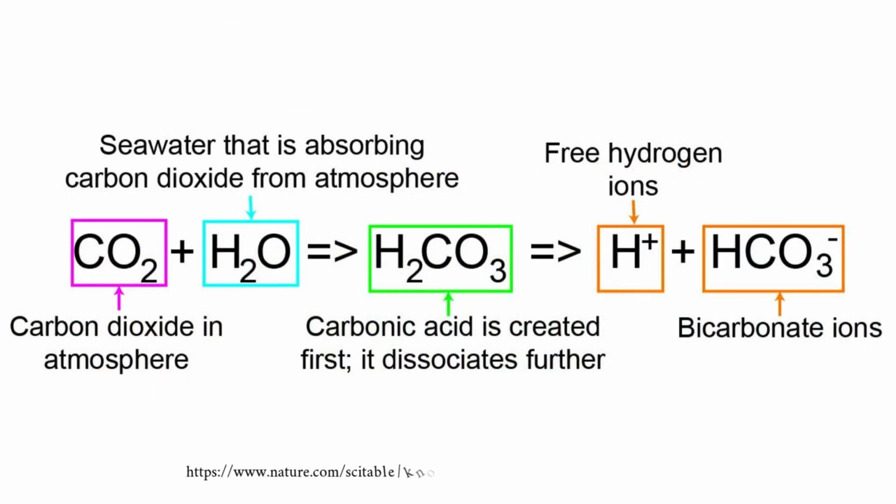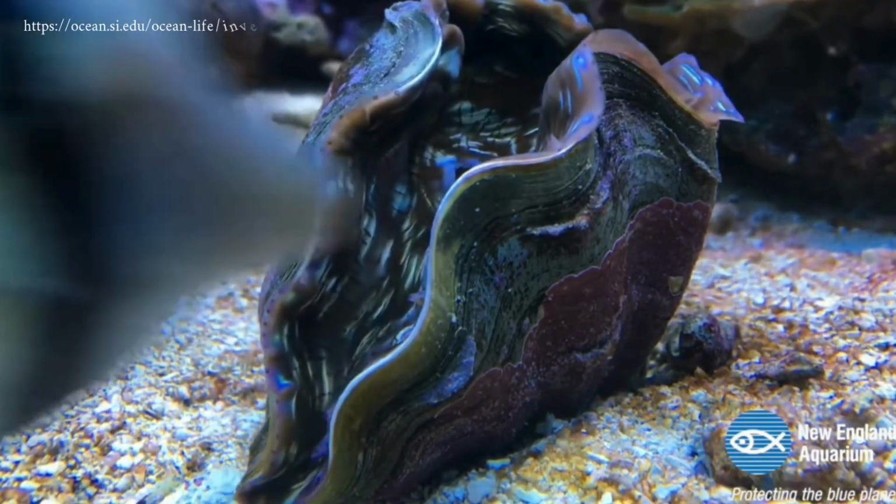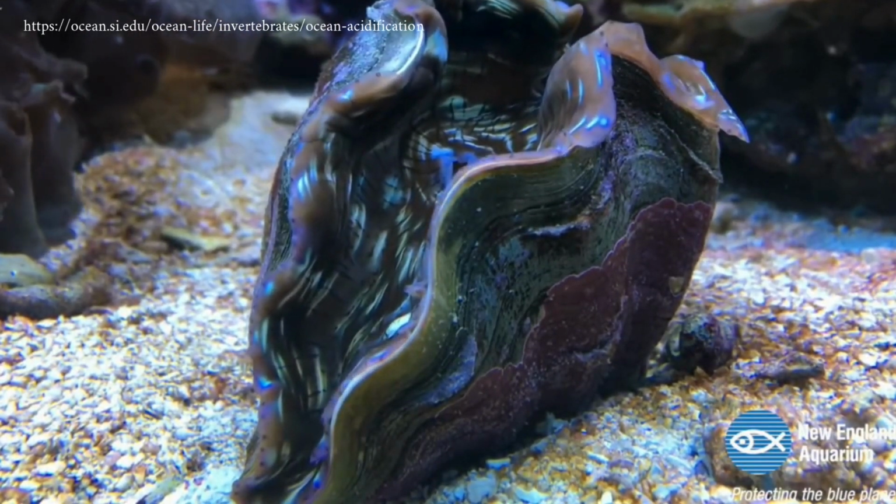When carbon dioxide dissolves into the ocean water, it triggers a series of chemical reactions. The simplified equation of how this happens looks like this. Again, this process increases the concentration of hydrogen ions, which makes the water way more acidic. It also reduces the availability of carbonate ions that are supposed to be readily available for many marine organisms.